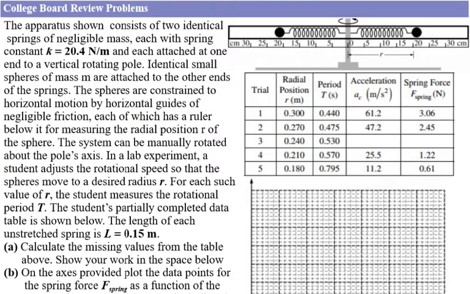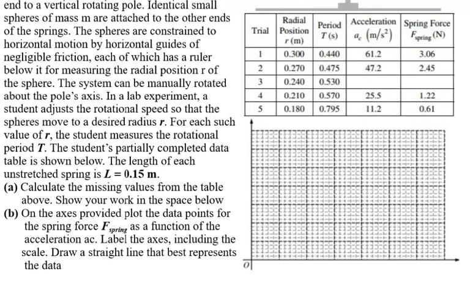The student's partially completed data table is shown on the side. The length of each unstretched spring is given, L0 equals 0.15 meters. So calculate the missing values from the table shown on the right. Show your work in the space provided.